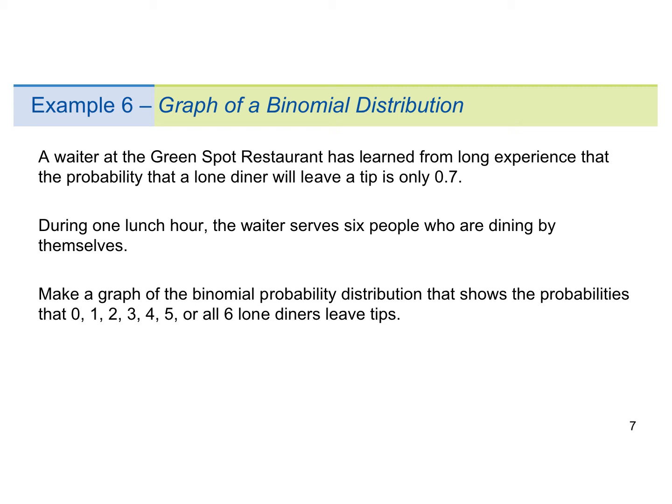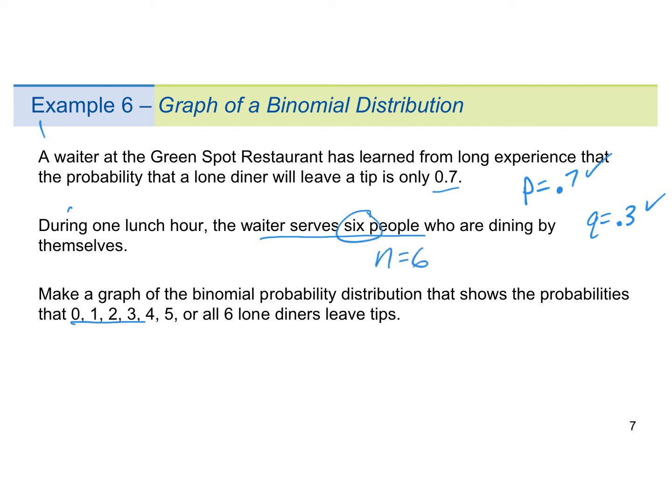So our example for the day: a waiter at the Green Spot restaurant has learned from long experience that the probability that a lone diner will leave a tip is only 0.7. So that is our success. The probability of success is 0.7, which means the probability of failure is 0.3. So it's 0.7, leave a tip, 0.3, do not leave a tip. During one lunch hour, the waiter serves 6 people. So 6 is our n.